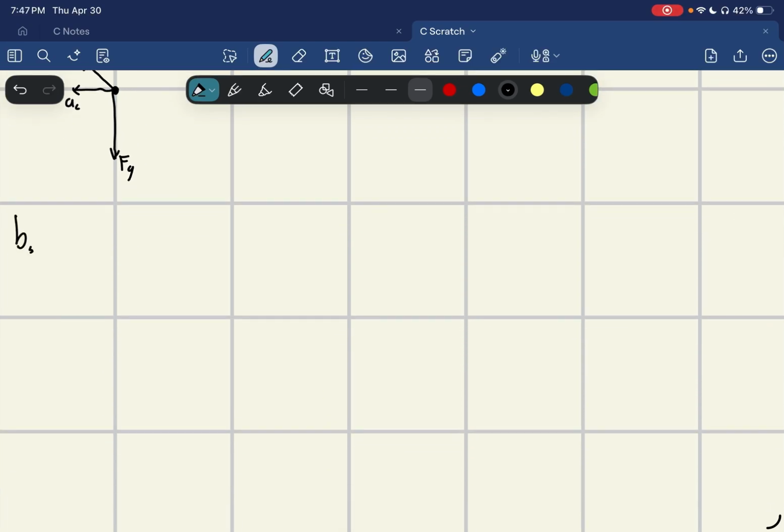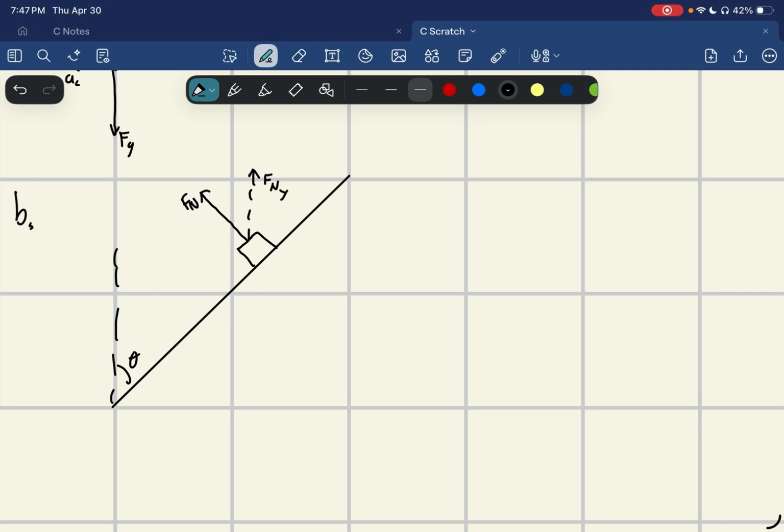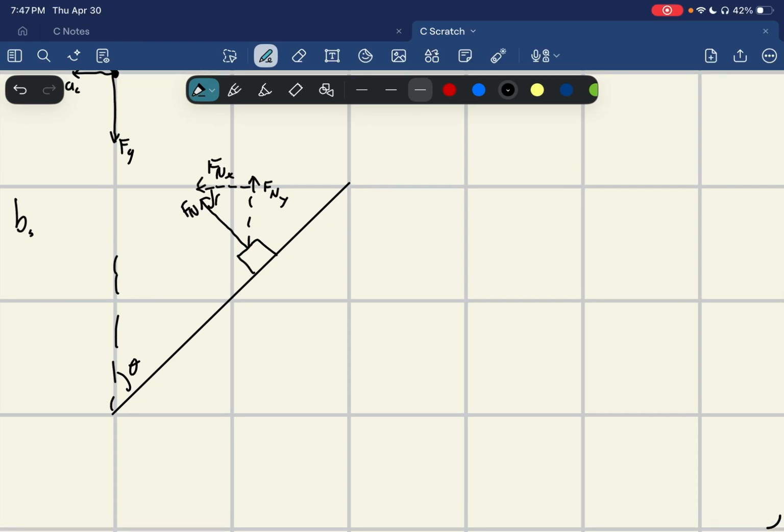Part B asks us to derive the normal force Fn acting on the car. So I'm going to draw it out real quick. That's the surface. This is the car, and then we know that the angle is here, and this is Fn. That is Fny, and this is Fnx, and then the angle will be here.